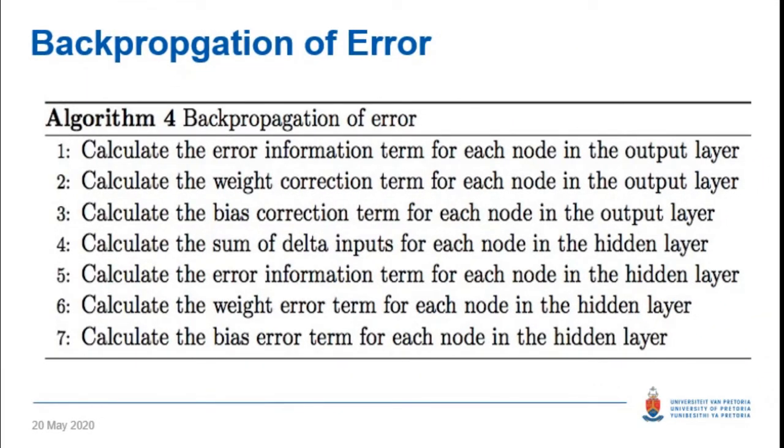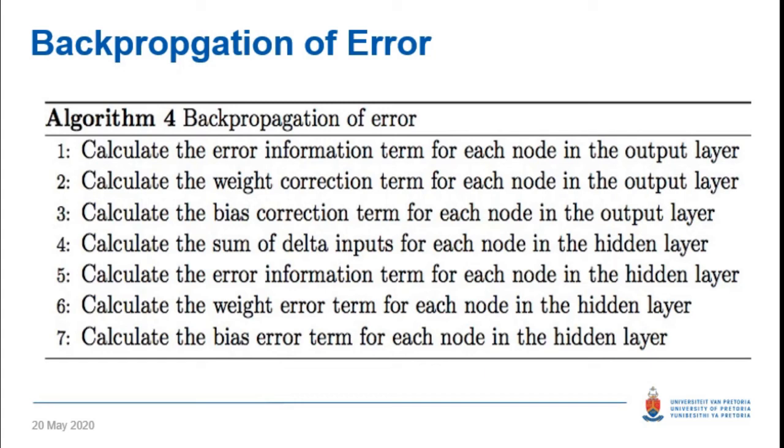So if we look at the algorithm for propagating the error back through the neural network, it's basically using each of these equations. Line 1 involves calculating your error information term for the output layer. And then similarly, for your next layer going forward, you're going to do the same 3 steps. We've got calculating your error information term, calculating your weight correction term, and calculating your bias correction term.